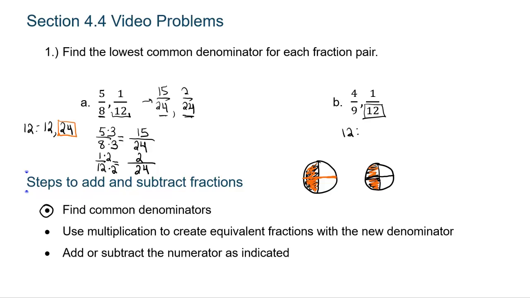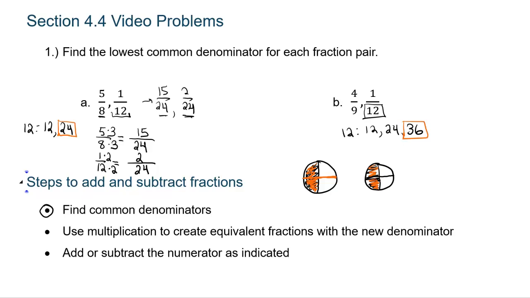All right, so 12 times 1 is 12. 9 does not go into 12. 12 times 2 is 24. 9 does not go into 24. Let's see, 12 times 3 is 36. 9 does go into 36. So I know that my new denominator has to be 36.